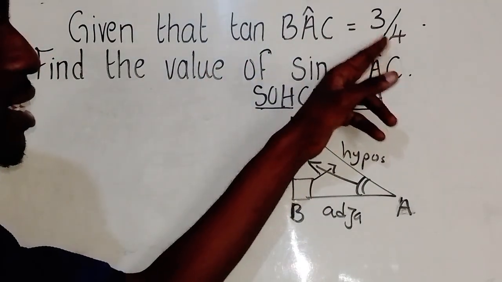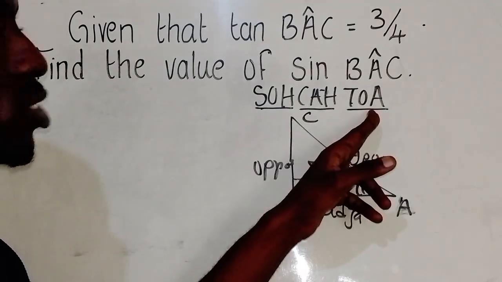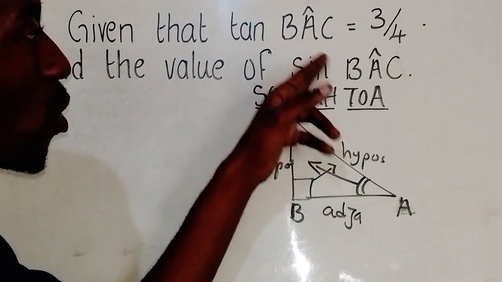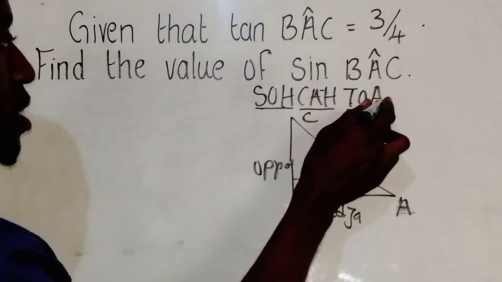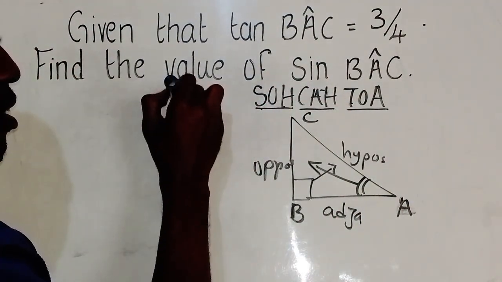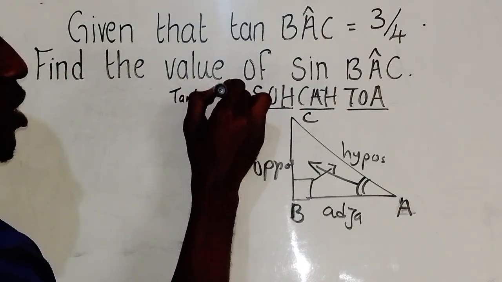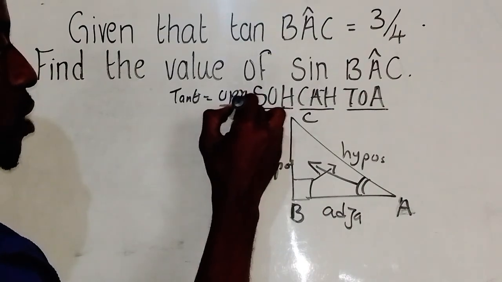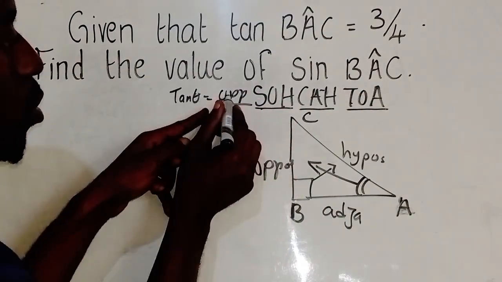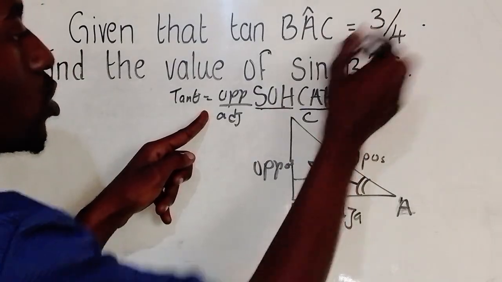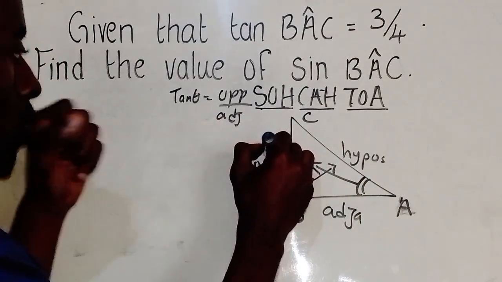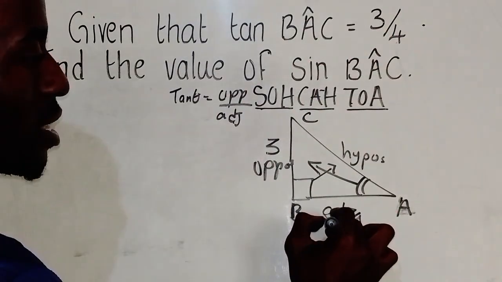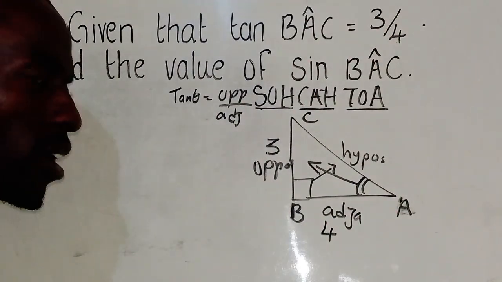Now, for you to understand this, you need to come back here. So when they say TOA, which is tan, this theta or angle is equal to, the actual meaning for this is like this. So tan theta is equal to O, means what? Opposite. And then A simply means what? Adjacent. Now opposite is corresponding to 3, so meaning here there is 3. Then adjacent is corresponding to 4, meaning here there is 4, okay?